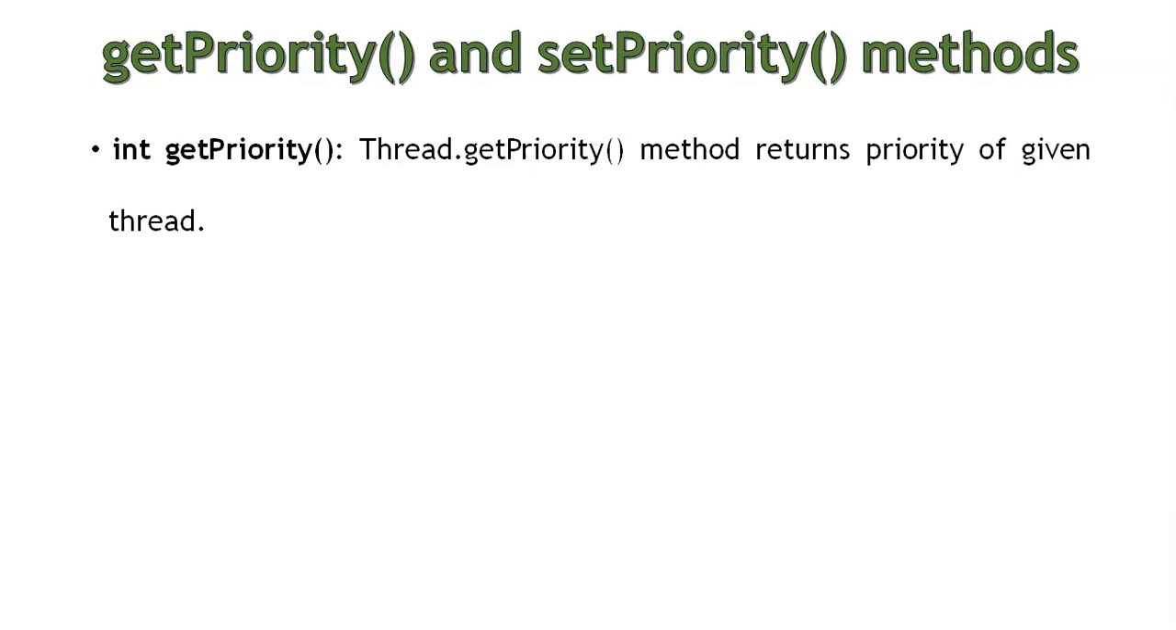The getPriority method, as the name indicates, is used to return the priority of a given thread. The return type is int. It will return the priority, which is an integer value, of the current thread.